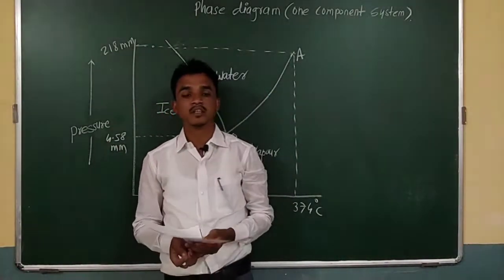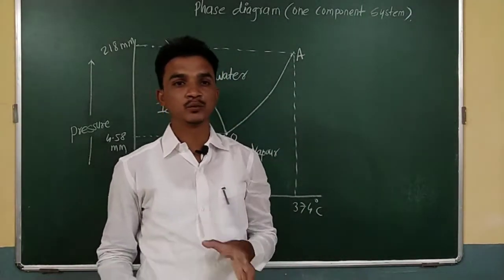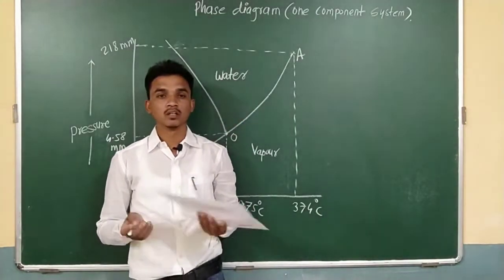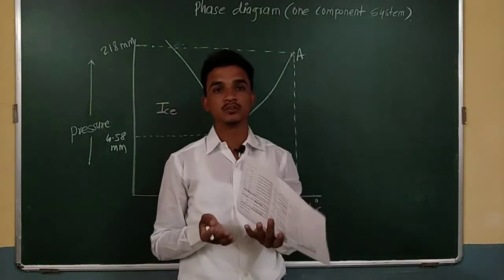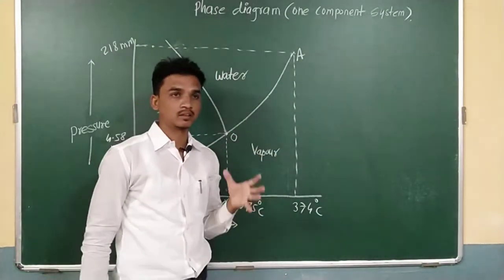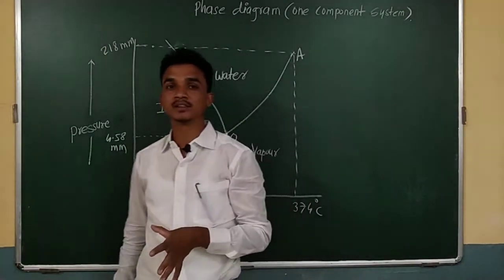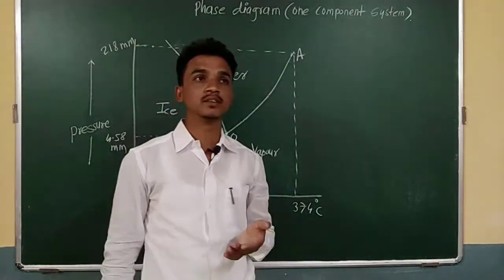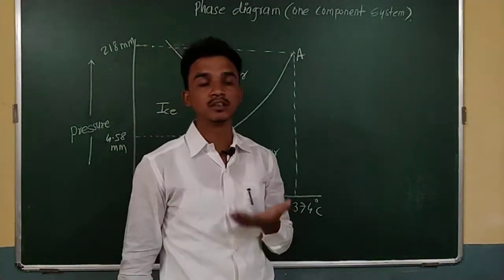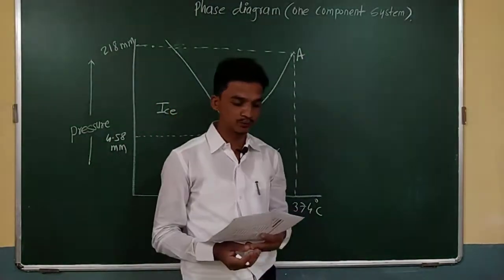Hello students, in the last video we discussed the phase rule, and in that case we discussed the terminologies used in the phase rule. That means the degree of freedom, number of components and number of phases, and how to calculate the number of phases, how to predict how many components are present in the given system. All those things we covered in the last video.